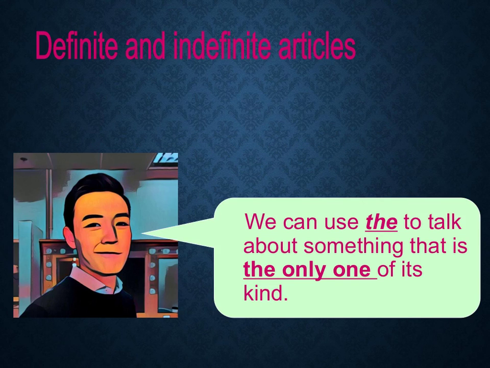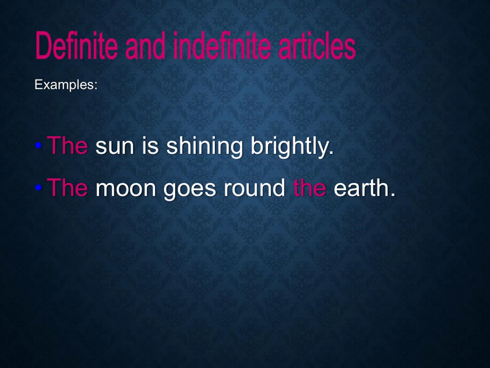Okay, and we can use the to talk about something that is the only one of its kind. For example, the sun is shining brightly. The moon goes around the earth. Okay, there's only one sun, one moon, and one earth. So we use the all the time.